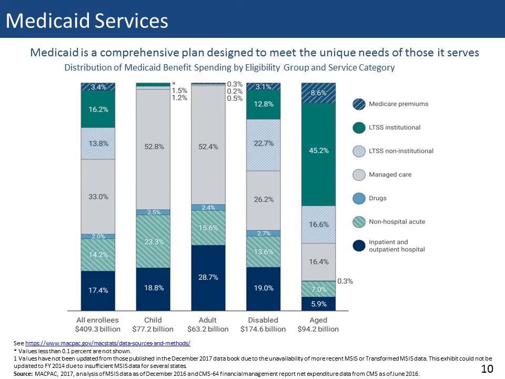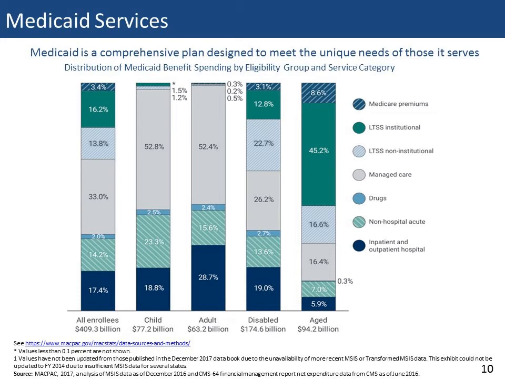As I mentioned earlier, Medicaid is a comprehensive plan that's designed to meet the unique needs of those it serves. So the needs of a kid on Medicaid in terms of healthcare services are likely to look very different than the needs of an elderly person who's enrolled in the Medicaid program. And this chart captures that differential. For example, for children, the gray area of the bar chart, which is the second bar chart in, shows that a little over half of the payments made by Medicaid go to managed care organizations to manage the care for that kid, or the adult to the right of it. And very little of that spending goes for things like long-term supports and services.